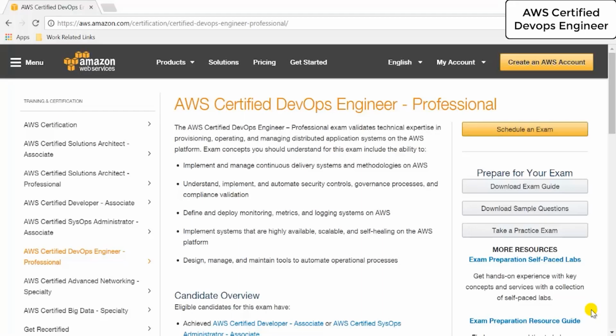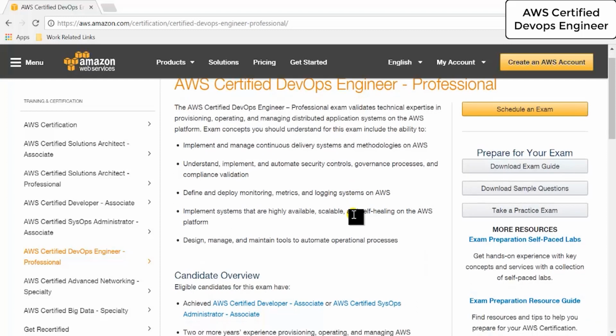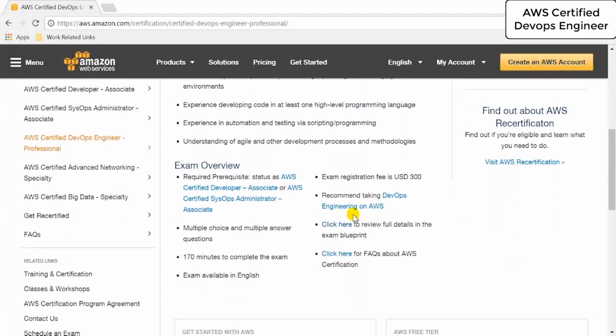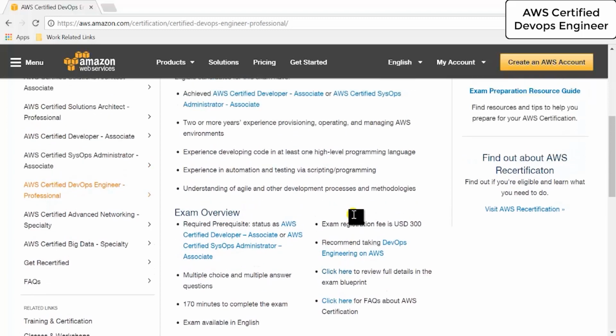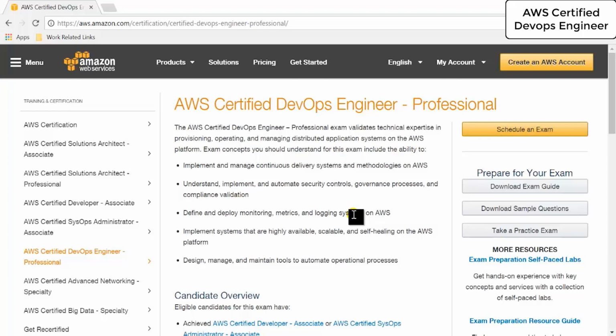In this video, we are going to discuss the prerequisites, the course overview, what will be covered to get this exam, and what the exam blueprint is going to be like. As you see, we are on the AWS site for the AWS Certified DevOps Engineer Professional examination, and it tells us the prerequisites and what this exam is going to validate from the examiner's point of view.